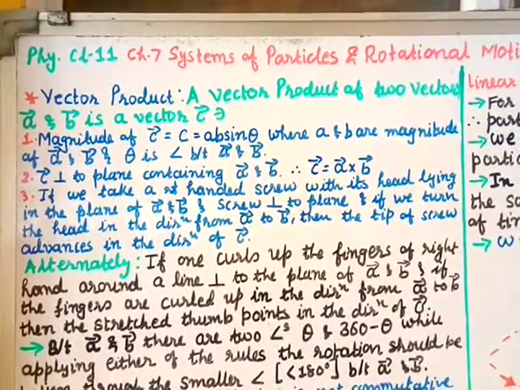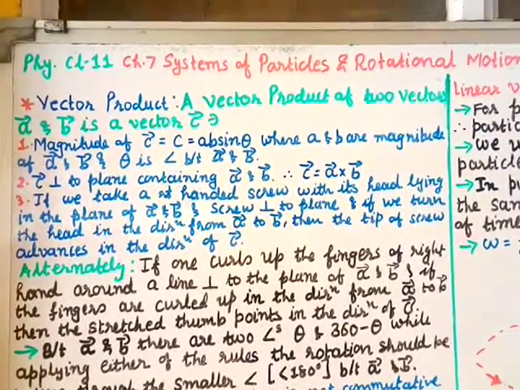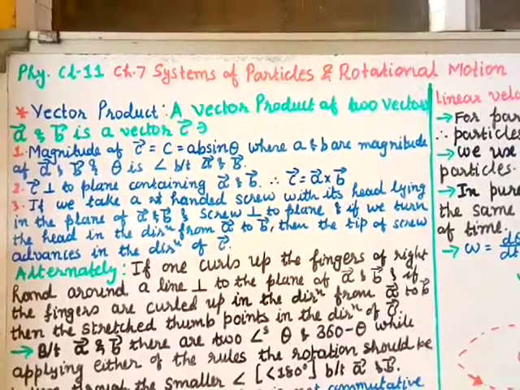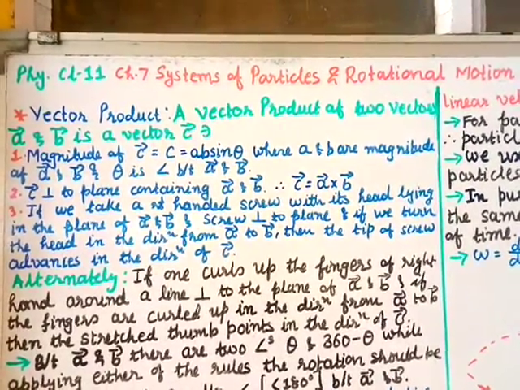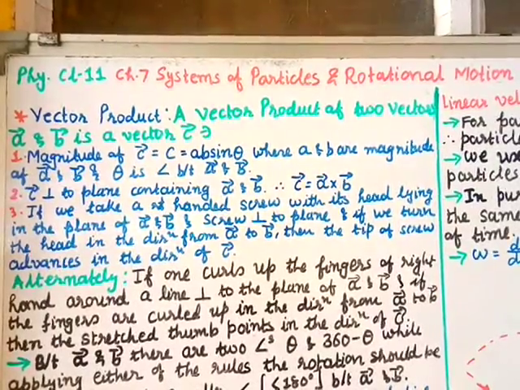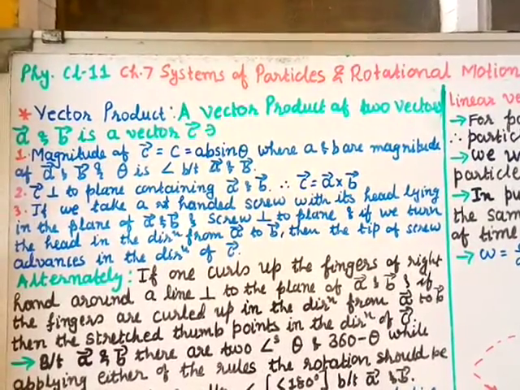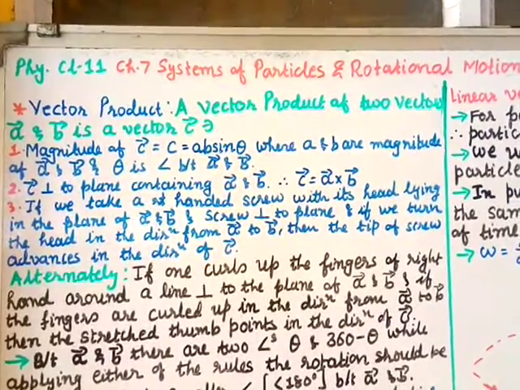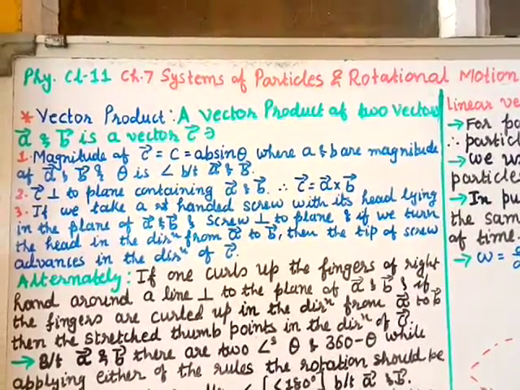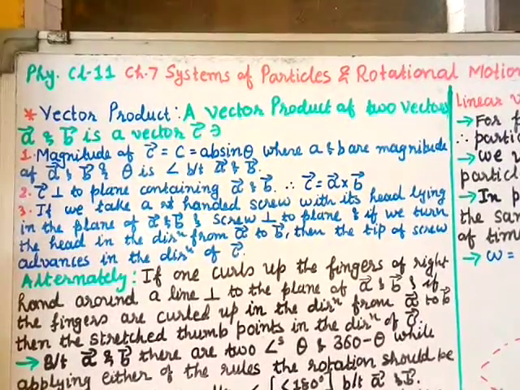Physics Class 11, Chapter 7, Systems of Particles and Rotational Motion. In the last class, we have studied motion of center of mass and linear momentum of a system of particles. Today we shall study vector product, angular velocity and its relation with linear velocity and angular acceleration. So let us start with vector product.